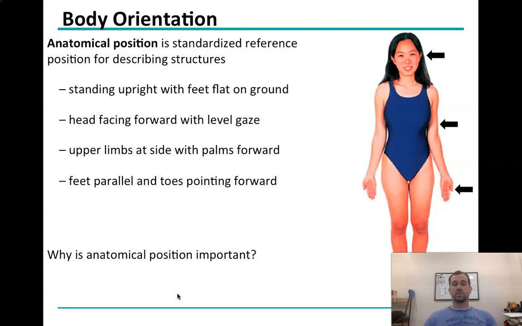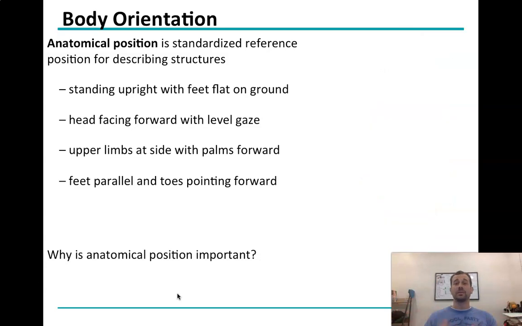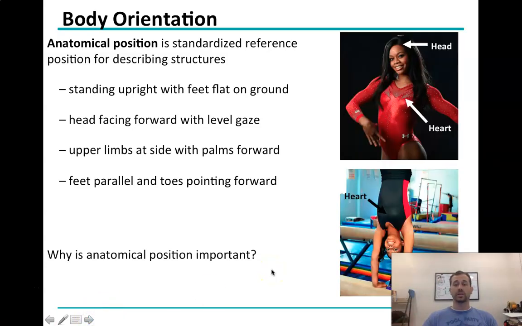Why that anatomical position is important is so we can have some consistency when we discuss anatomical terms. And here's another example of how things can get mixed up. Standing upright, this gymnast's head is above her heart, but then in a handstand, things get reversed.